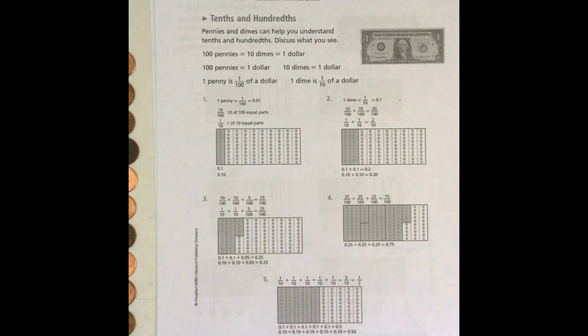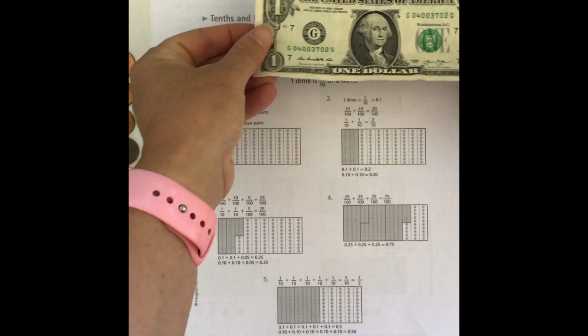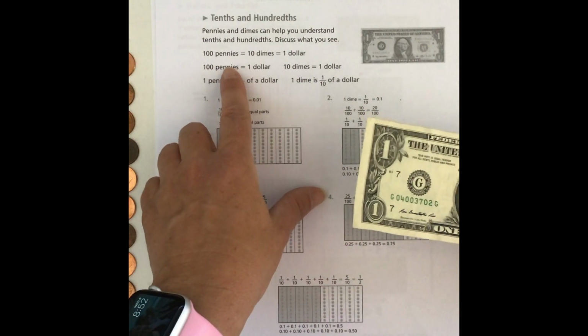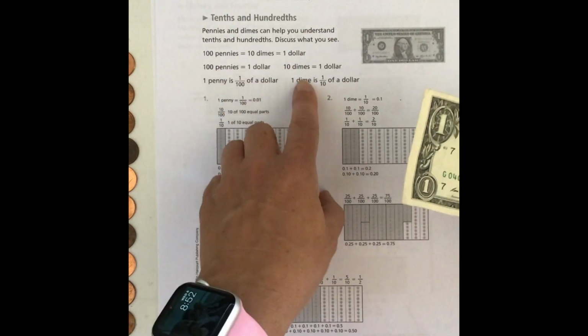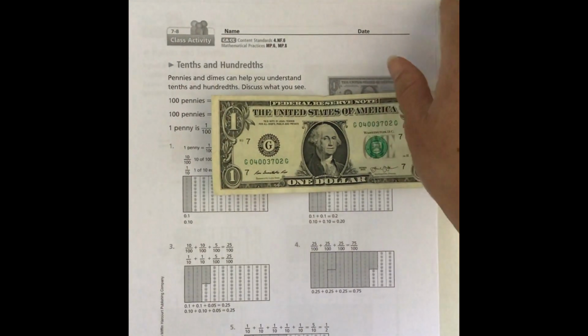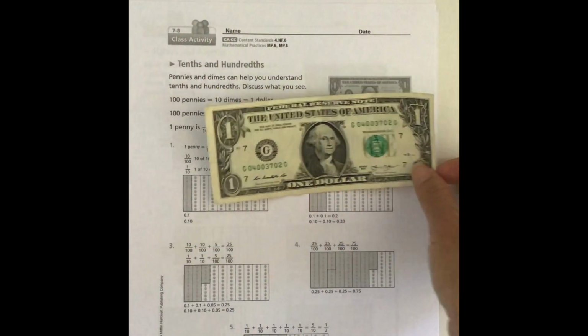Start with this page 273. Now it's talking about a dollar, which we have here, and it's reminding you that 100 pennies equals 10 dimes equals $1. Or if you want to think about it backwards, we could say $1, and I've got my 10 dimes up here. $1 equals 10 dimes, so I've got 2, 4, 6, 8, 10. Okay, so these are equal.